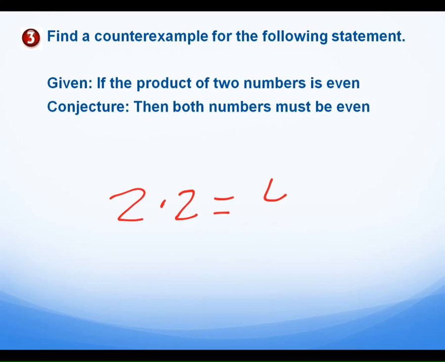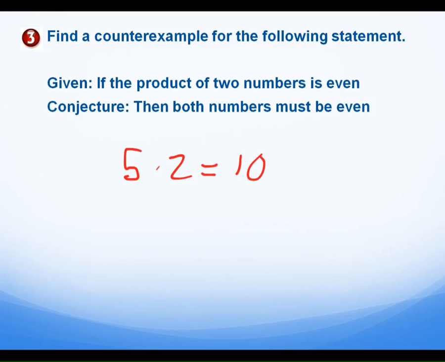A few people have it. I'll give a few others a chance to think here. Can you think of a counterexample that makes the conjecture false? 5, 2. Right. 5 times 2 is 10. That's a counterexample, right? Because the product of these two numbers is even. 10 is an even number. But both numbers aren't even. 5 is an odd number. This is a good counterexample.